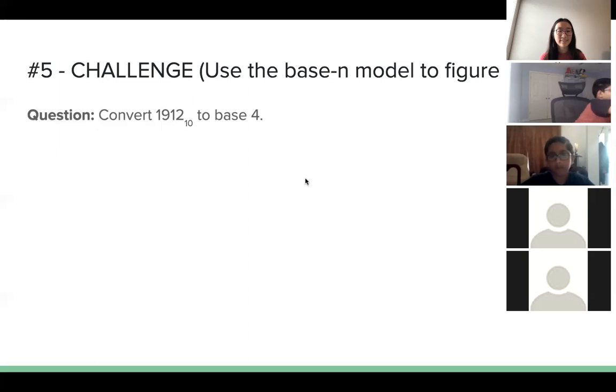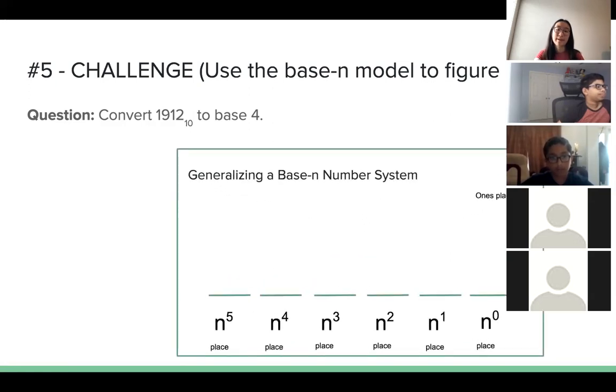Okay, if that one was easy, here is a much more challenging one. So convert 1912 in base 10 to base 4. And remember, we did go over the base n number system, so this works for any number system. You just have to replace n with the number you're trying to go to. So in this case, replace n with 4, and then try to convert 1912 to base 4. All right, so this one is definitely challenging, but let's see if you guys can get it.